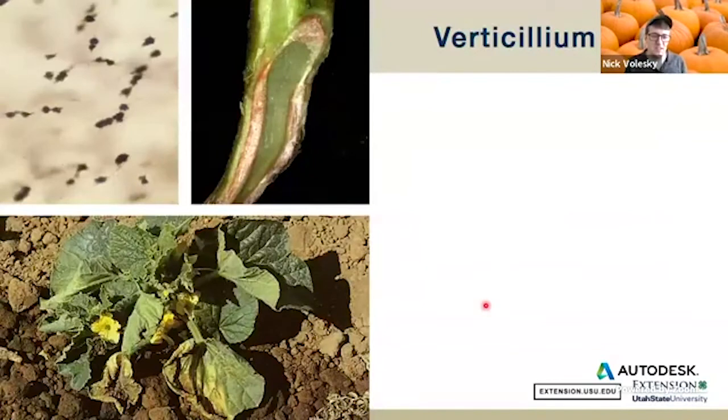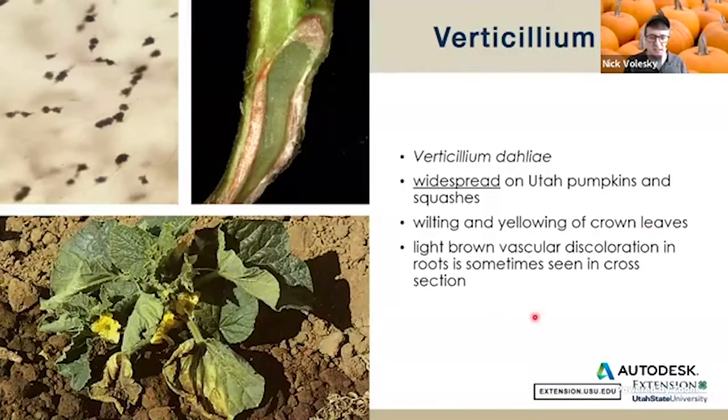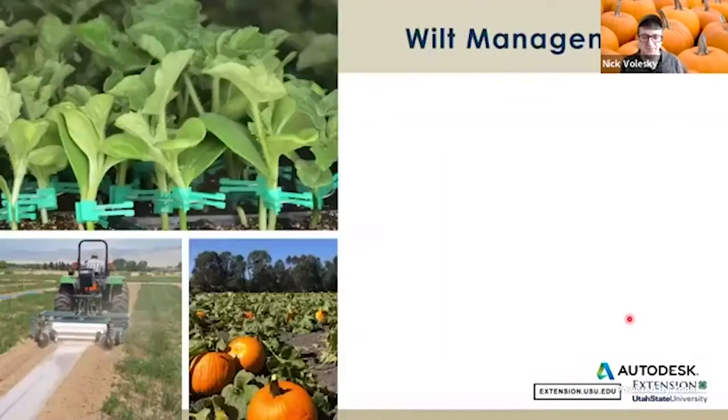So verticillium wilt is another wilt fungus. It's caused by Verticillium dahliae. This is also very common in Utah. And it has a lot of similar characteristics to fusarium wilt. So you'll see the wilting and yellowing of the crown leaves. And you'll see the light brown vascular discoloration in the roots. So here's a cross section of a stem that's been cut, and you can see that brown discoloration. That's a key indicator of verticillium wilt.